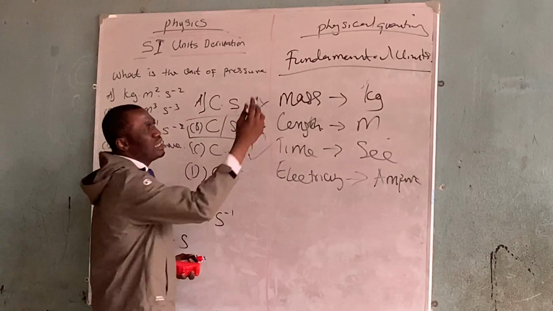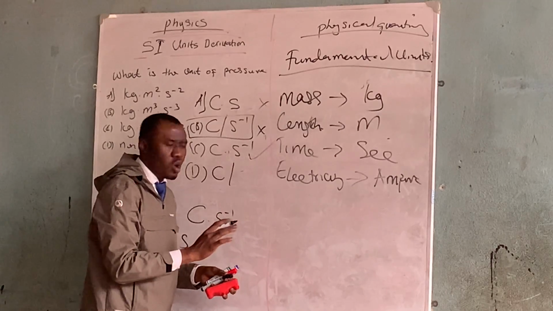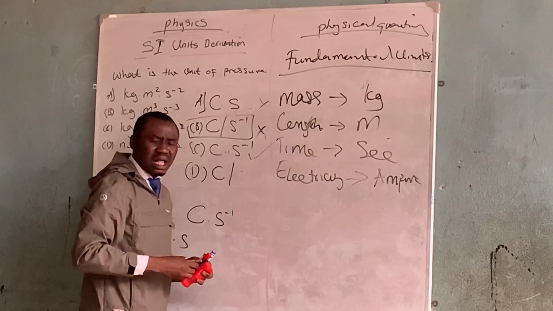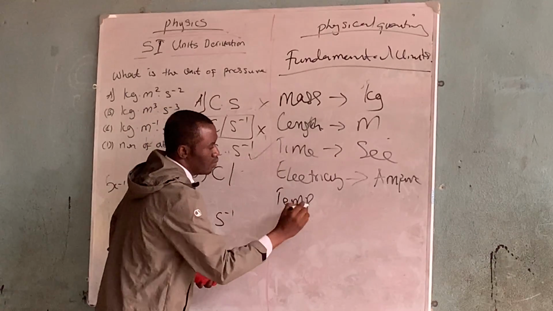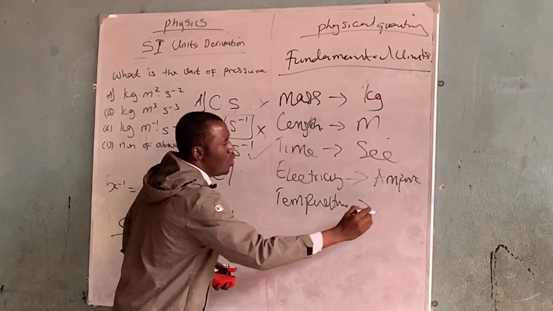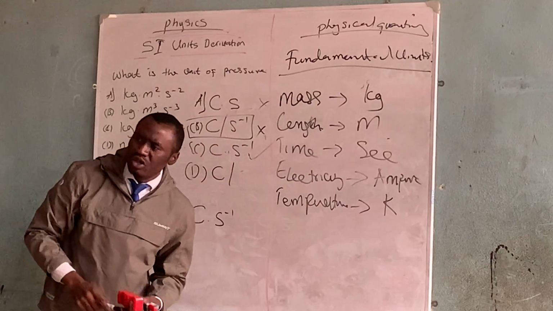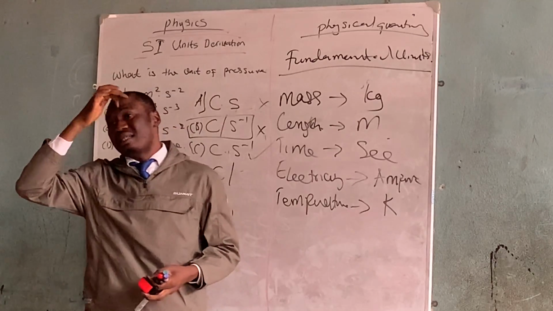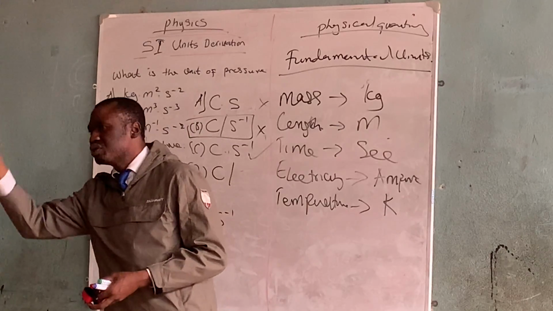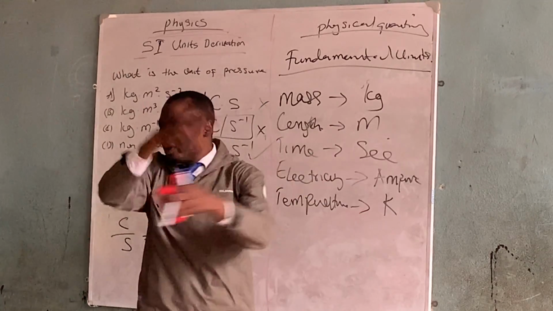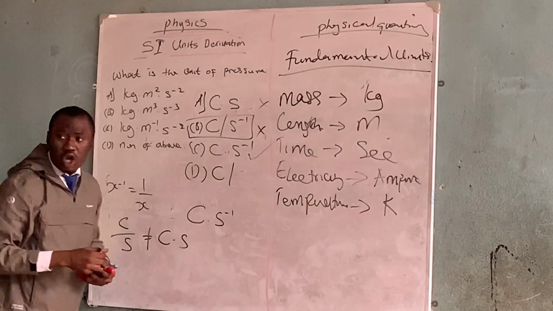Alright, what's another fundamental quantity? Let's take it small. Temperature. Temperature can be measured in Kelvin, in Celsius, and Fahrenheit. In one of the classes, I'll tell you how to convert from Celsius to Fahrenheit, Fahrenheit to Celsius, and Kelvin to Fahrenheit. Meanwhile, let's focus on the concept of today.